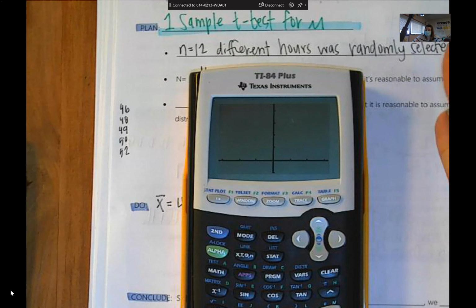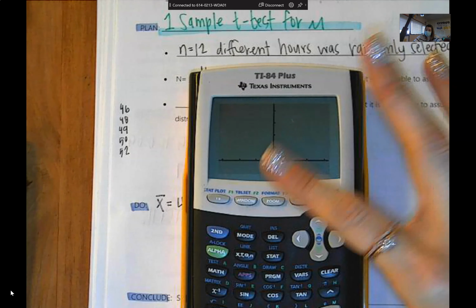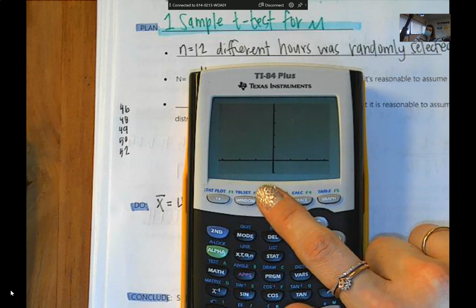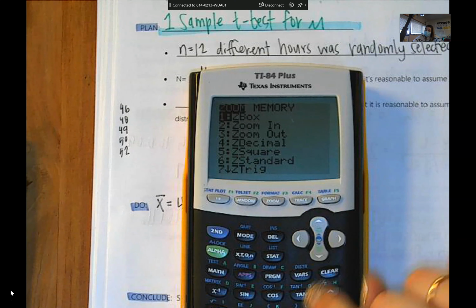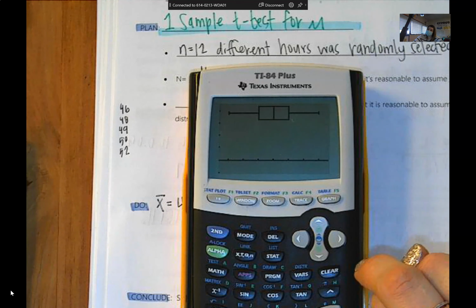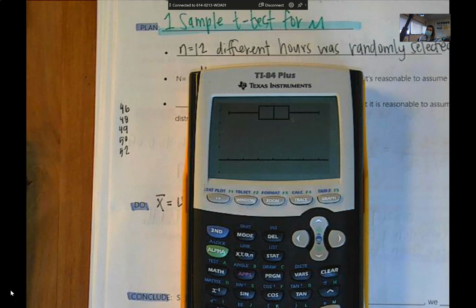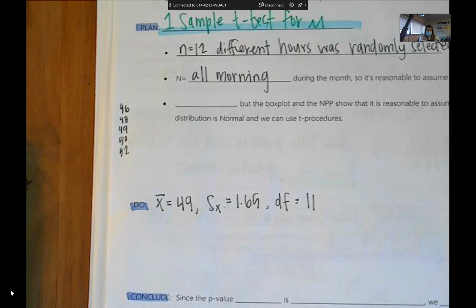Now, I don't see anything, so you have to hit zoom. It's the middle graphing button, zoom, zoom stat, which is 9. And now I can see a very nice symmetric box plot, no outliers. So I will proceed with graphing that.